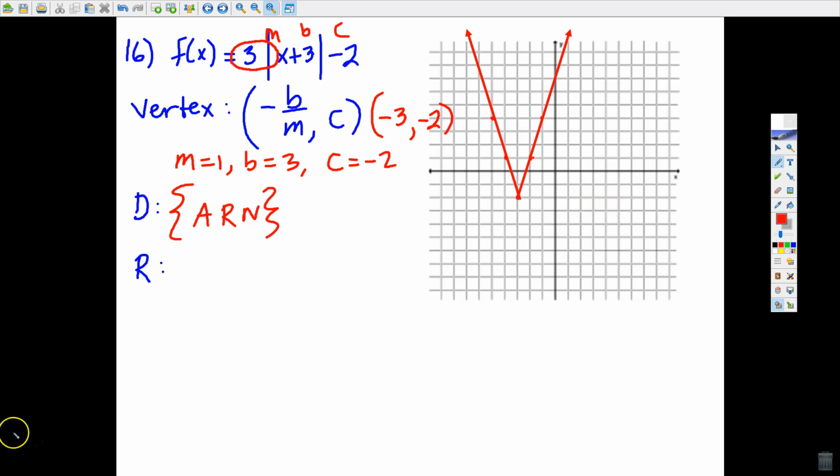Do I need to answer something? Everybody good? Yeah. I started at the vertex and I counted, you have to calculate the slope by multiplying 3 times 1. So do a positive 3 slope, up 3 right 1, and then do a negative 3 slope, up 3 left 1.